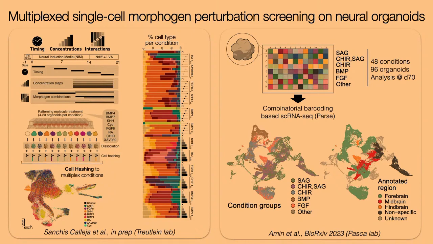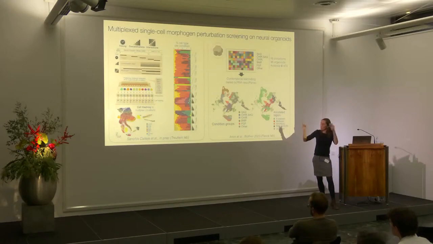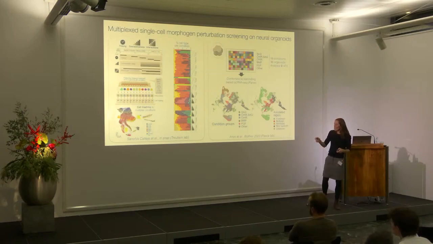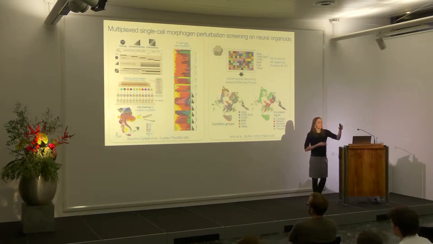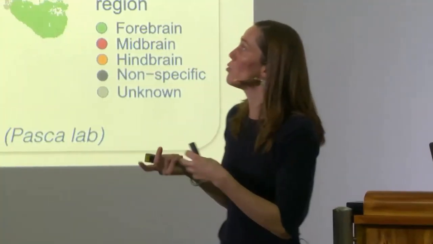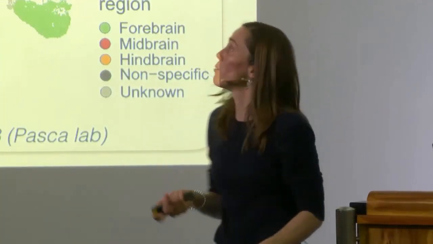So what you can do is, and this is a screen that we did, you can hash the cells. You can provide them with antibodies that go to the cell surface and that have a barcoded oligo attached to them. And in this way, after dissociating all the organoids, you can pool them all and do the readout with single-cell transcriptomics of all these different conditions that you tested. And here we tested different timings, different concentrations, and even combinations of morphogens. And what would they do to the organoid tissue, and what cell types can we get?